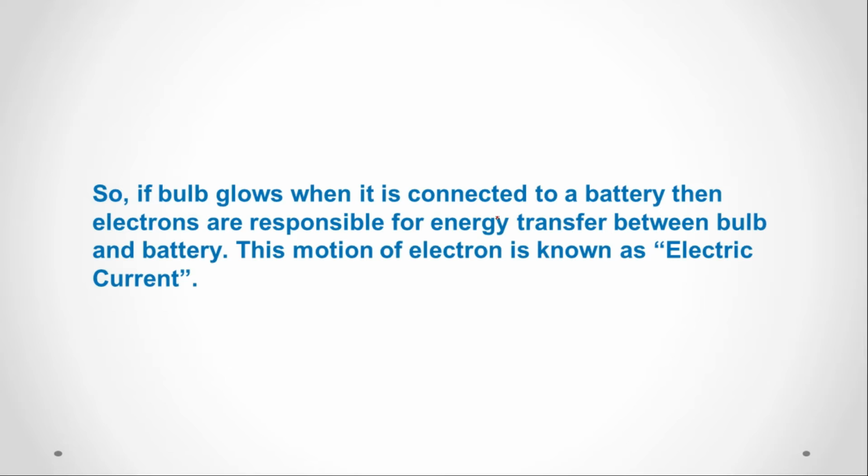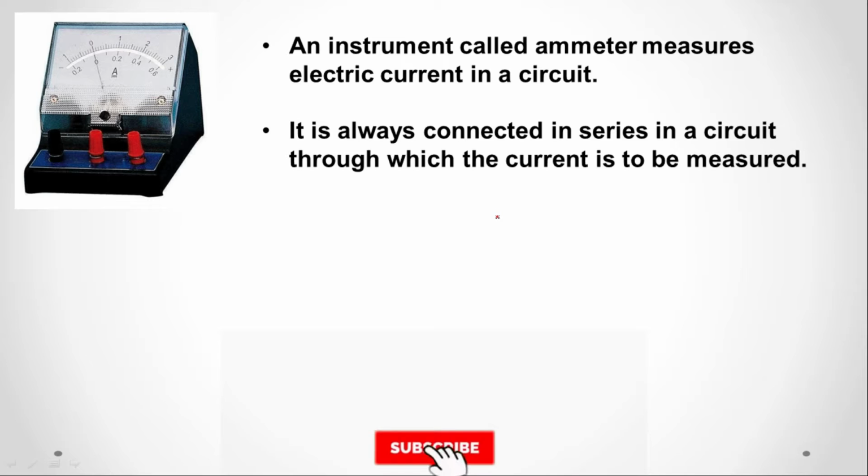If a bulb glows when it is connected to a battery, then electrons are responsible for energy transfer between the bulb and battery. This motion of electrons is known as electric current. An instrument called an ammeter measures electric current in a circuit. It is always connected in series with the part through which current is to be measured. Mind well, it is connected in series. So if you want to measure current inside any circuit, you have to make use of an ammeter.